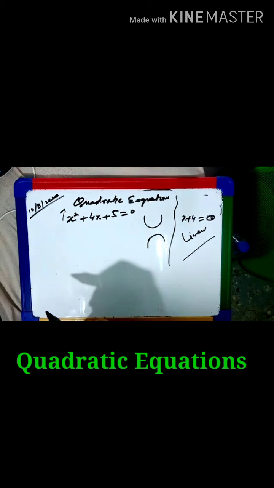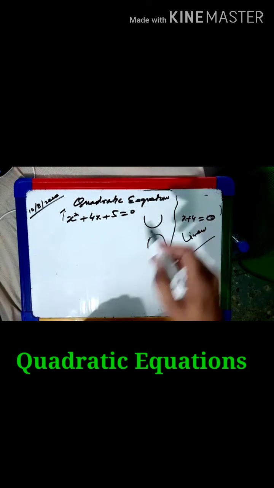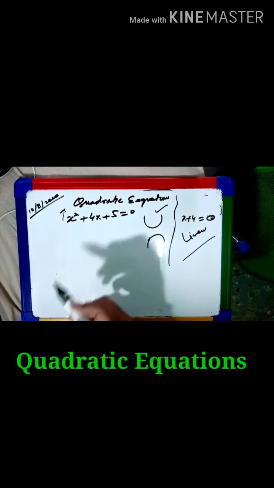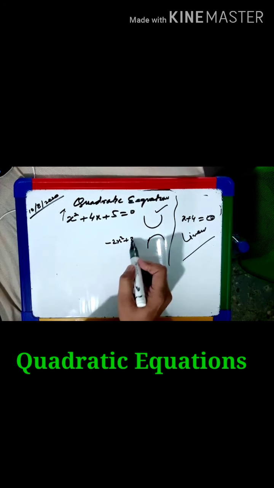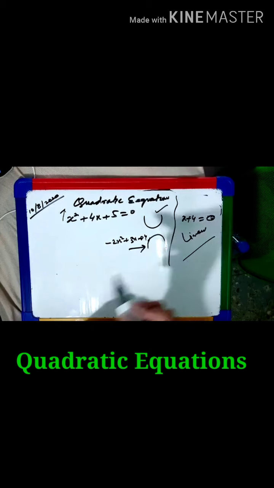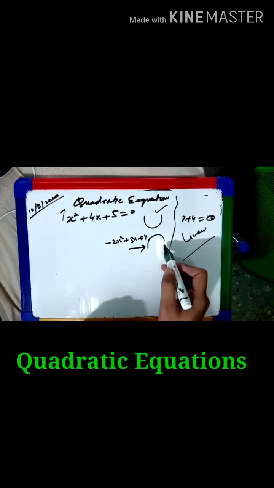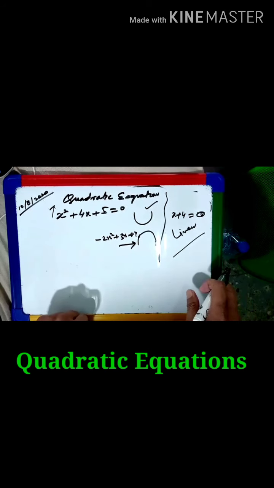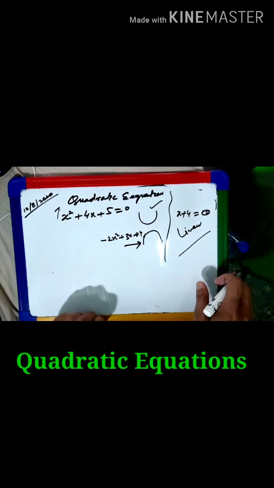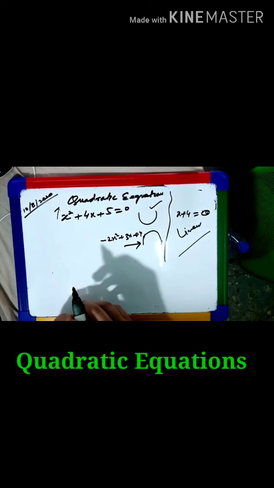If here the number is positive, the graph will be like this. If here the number is negative, for example 2x squared plus 3x plus 4, the graph will be like this, cup down or cup up. So this is the reason how we can check our quadratic equation type.